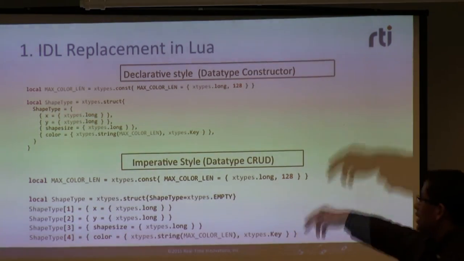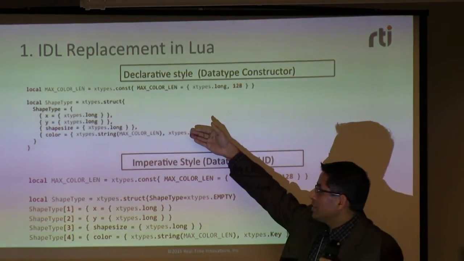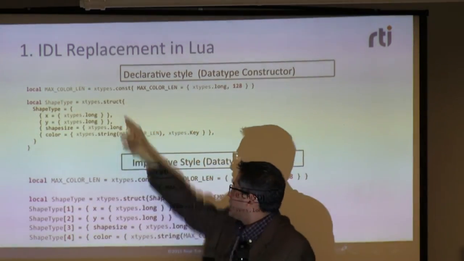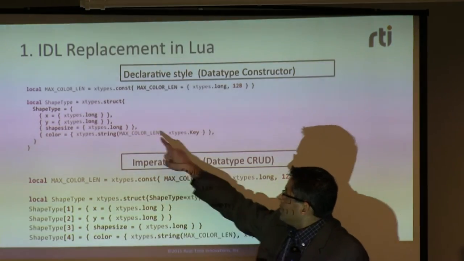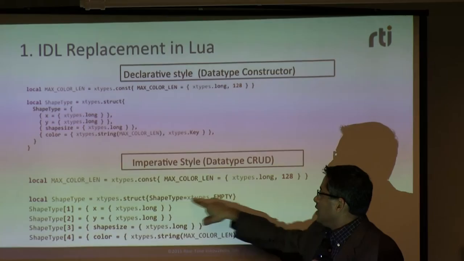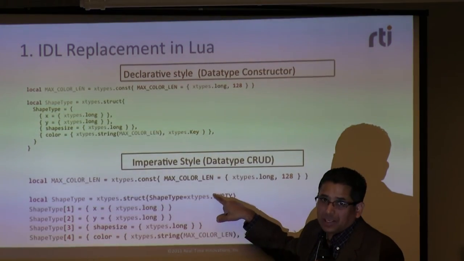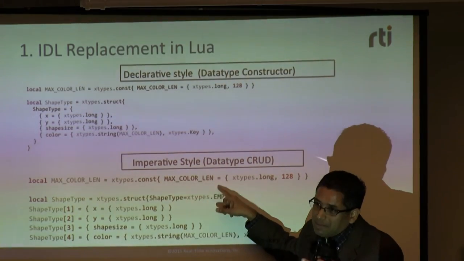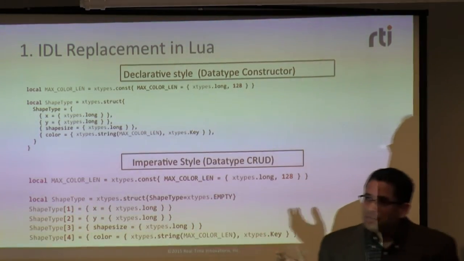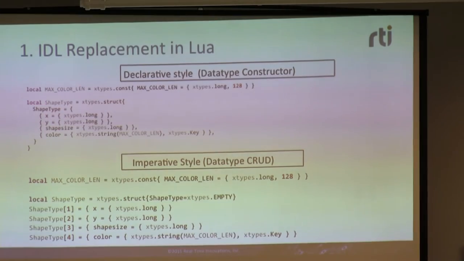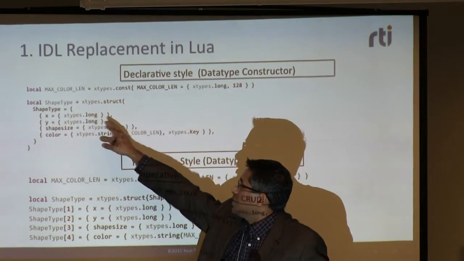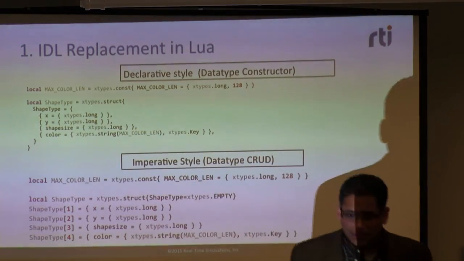Now, notice that these two are equivalent. And actually, when you do this, this is what happens underneath. This is really just a constructor, and all it needs is the name of the struct you're defining. So this is a binding of the name to an empty data type. Just like Lua has nil, DDSL has X-Types empty, which is where you start, and then you can grow from there. Or you're binding into something that's not empty, but underneath that's what it's doing.